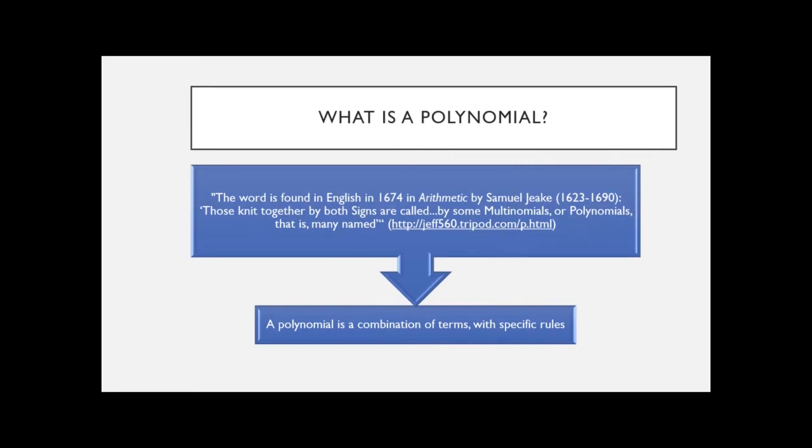Essentially what the definition is when this first showed up in the 1600s is that we're combining multiple terms of things with a plus or a minus in between them. And we do have specific rules on what is considered a polynomial. We can't just add any old thing together. But in general, if you have a series of terms added together with a plus or minus in between each term, then that is a polynomial.